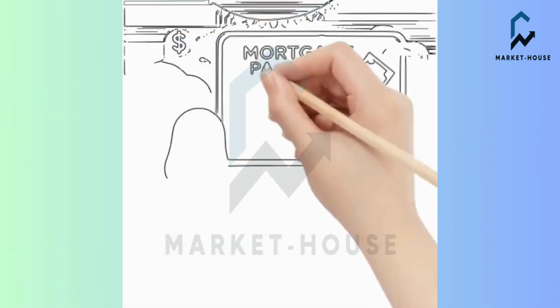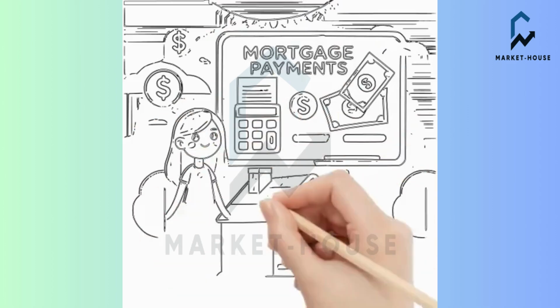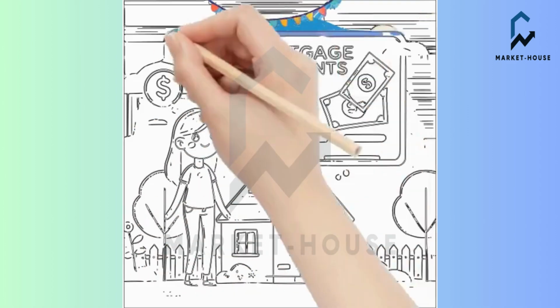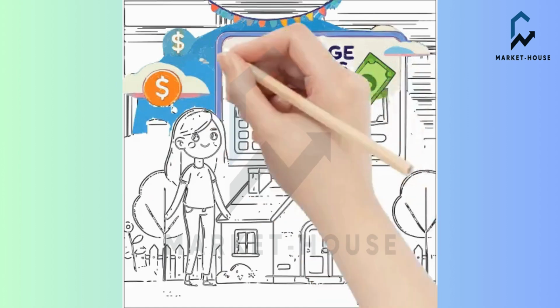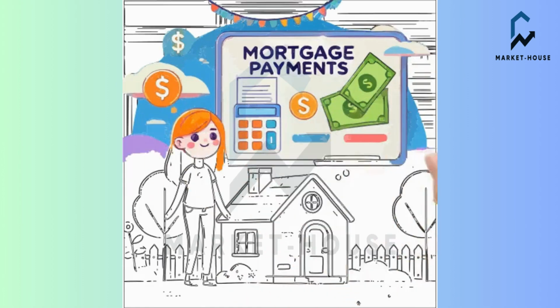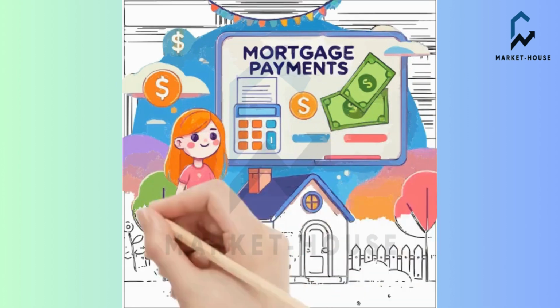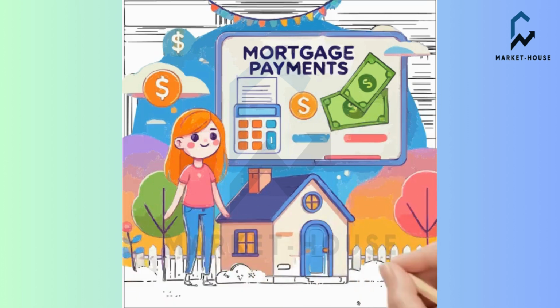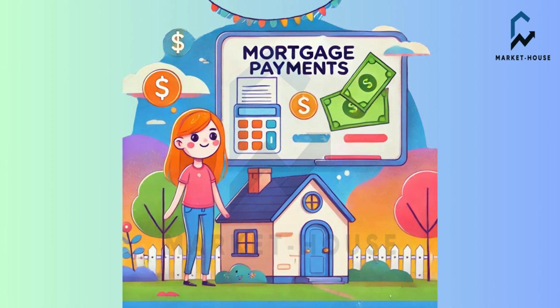And that's it. Understanding your mortgage payments is the first step towards smart home ownership. Here's what to remember. Your payment includes principal and interest. Over time, as your balance decreases, you'll pay less interest and more principal. If you have a variable rate mortgage, be prepared for rate changes to affect your monthly payment.